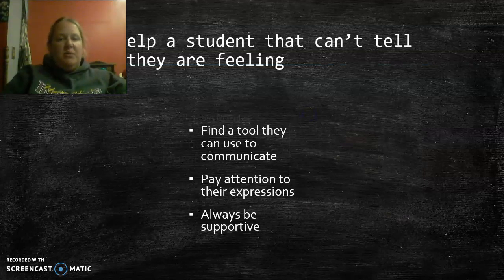How to help a student who can't tell you how they're feeling. So this would be a student that cannot verbally speak. This could be due to hearing loss. This could be some kids with Down syndrome. Sometimes they can't verbally communicate.